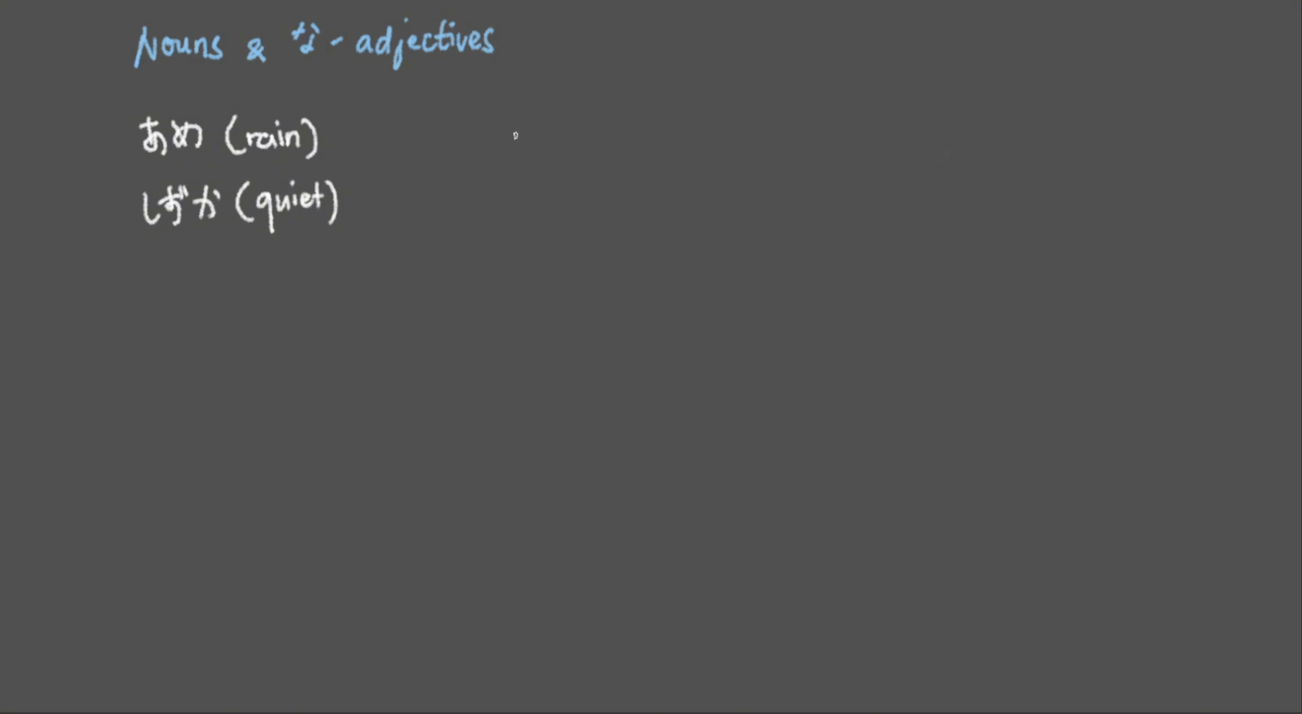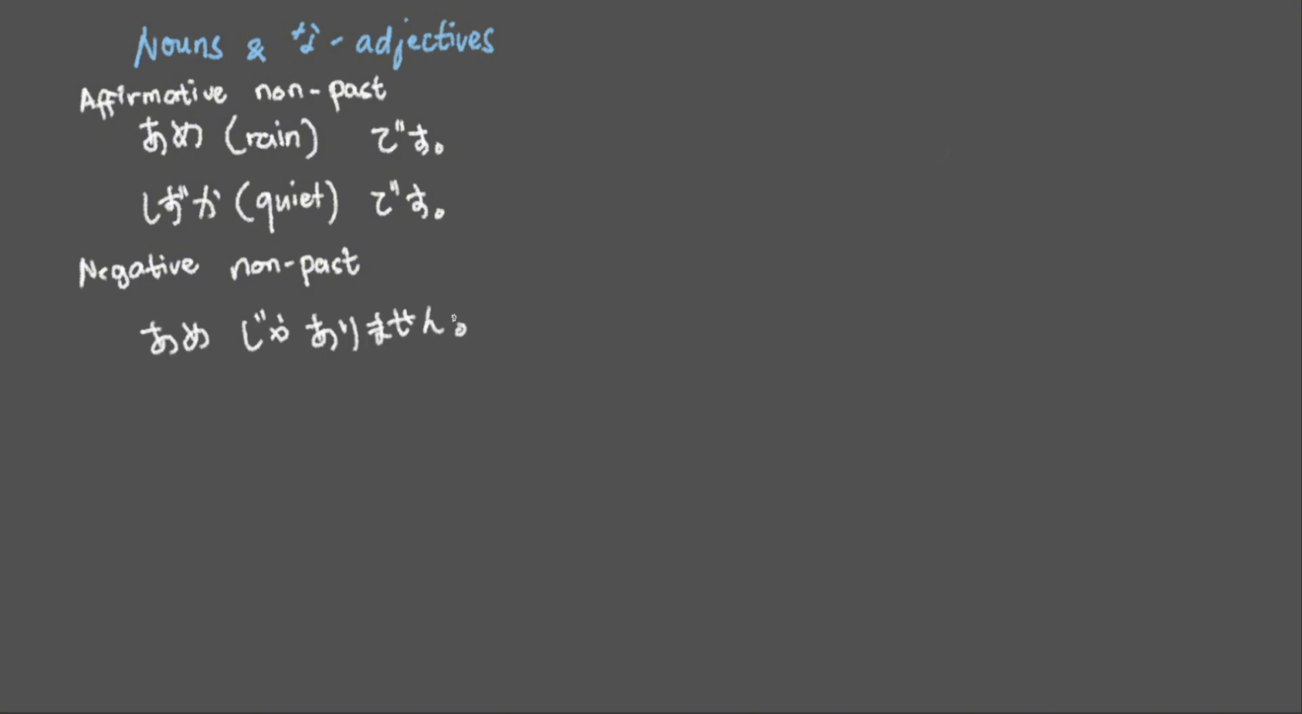Let me just lay it out for you. So nouns and adjectives. As for noun, we have ame, which means rain. And then we have shizuka for the adjective, which means quiet. If you want to make this into a sentence, we add desu at the end, right? Ame desu, and then shizuka desu. So this is the base or affirmative non-past. Now we go to negative non-past. We will have ame ja arimasen. And same thing for shizuka ja arimasen.